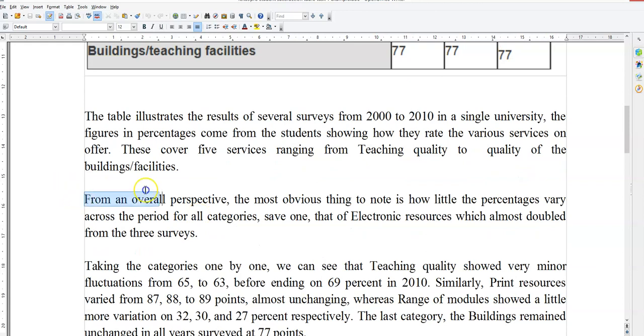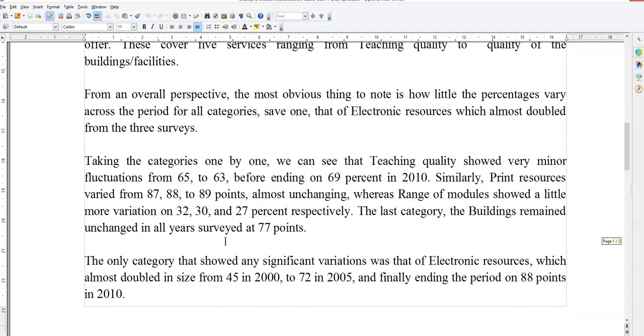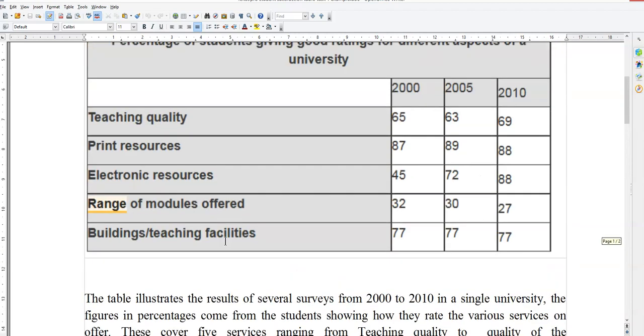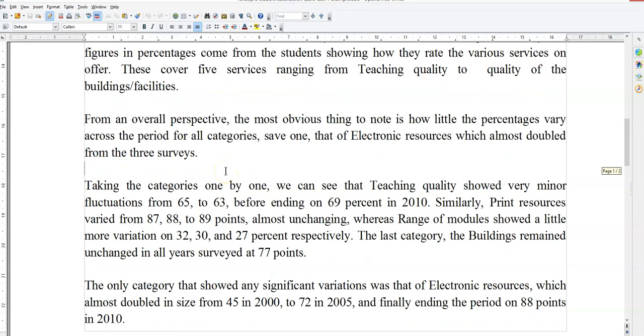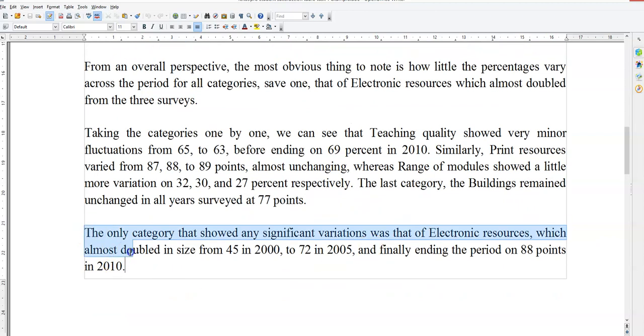I would always use something like from an overall perspective, overall view, etc. And all that we've got now are figures and data. Because there's only 5 categories, we can take them one by one. So we can see teaching, very minor fluctuations, 65, 63, 69 in 2010. Print resources, 87, 88, 89. Range, 32, 37, and so on. And then the only one, the outlier, as it were, electronic resources, which doubled in size.